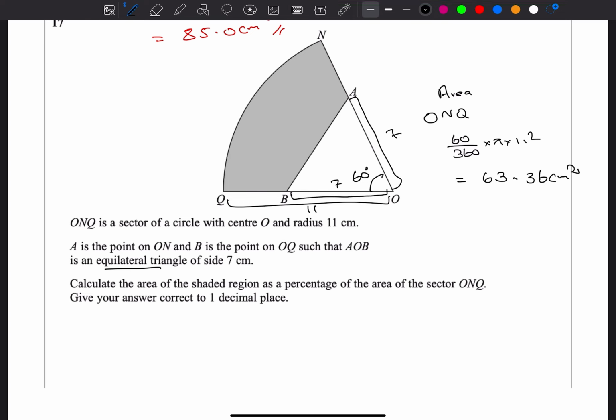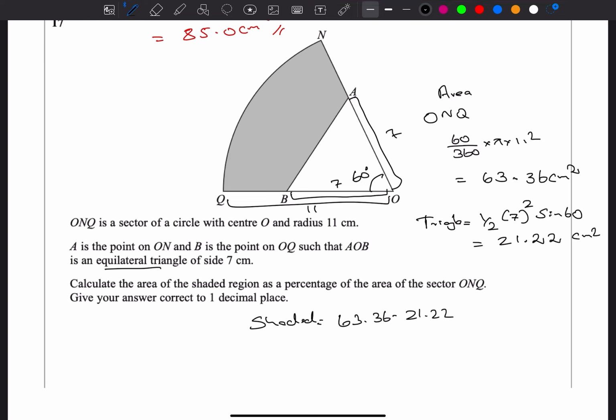So what I could do is I could work out the area of triangle. So half AB sine C, half AB is 7, 7. So 7 times 7 is 7 squared anyways. Sine 60. 21.22 centimeter squared. So what is the shaded? Shaded is take away 63.36, take away 21.22, which makes 42.14.